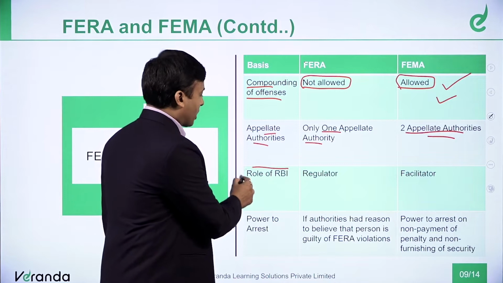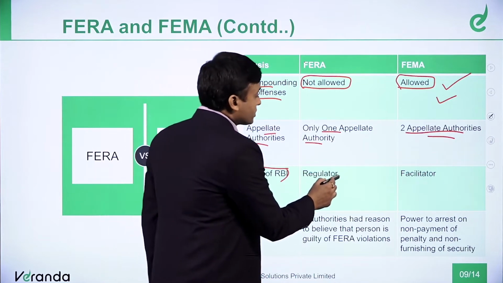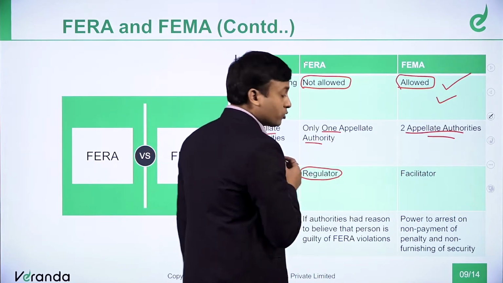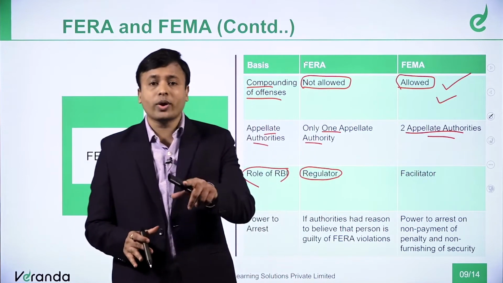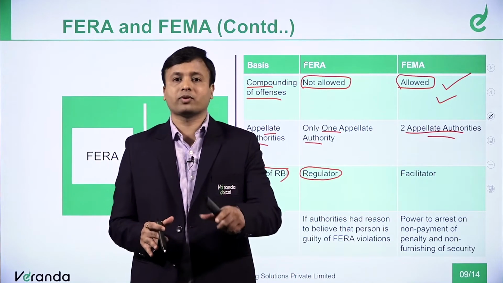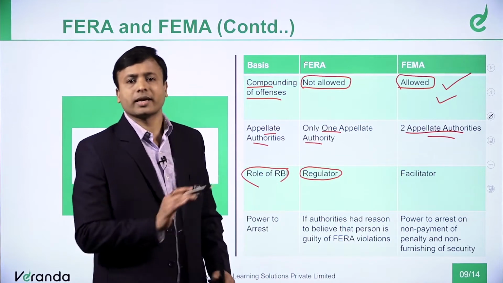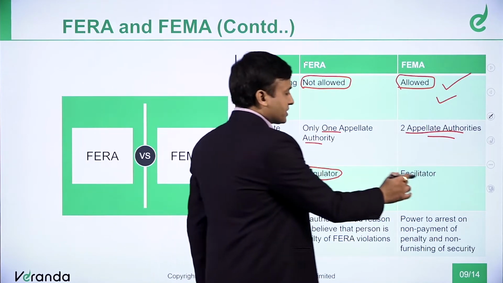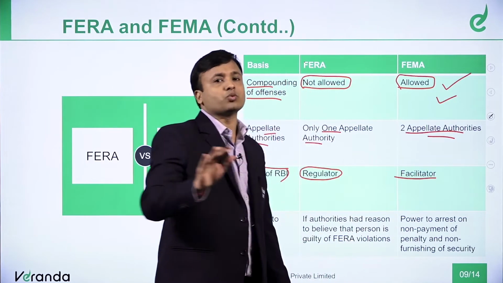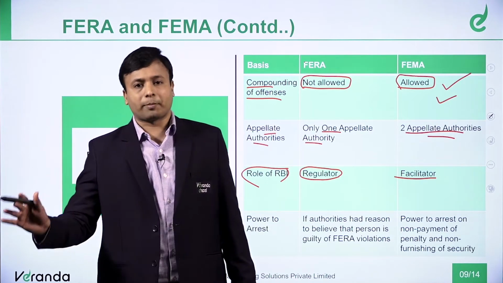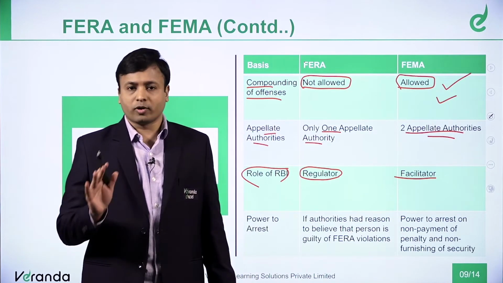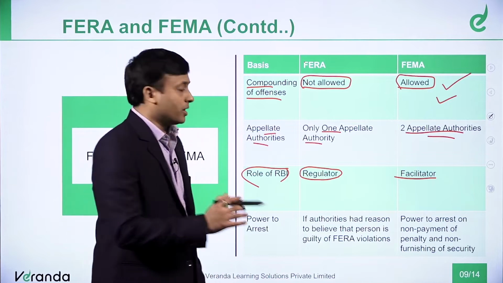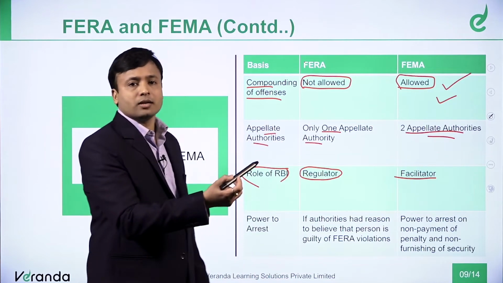So, what was the role of RBI? The role of RBI was a regulator, a watchdog, always trying to see what was happening with the foreign exchange. However, in case of Fema, it is only a facilitator, it just oversees what is happening in the economy with regards to the foreign exchange. It is no more a regulator as envisaged in Fera.